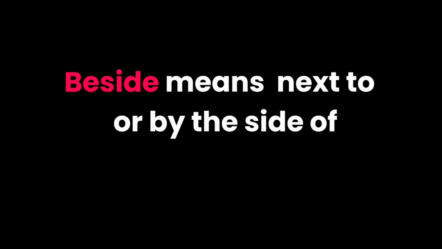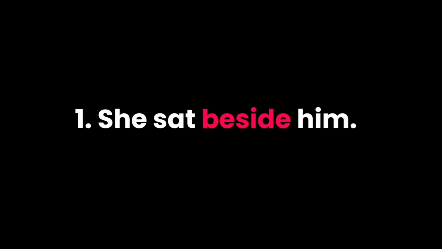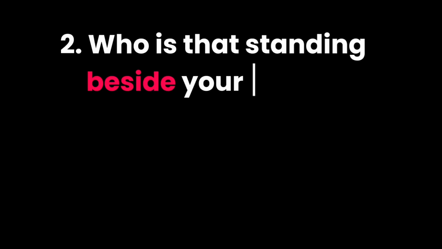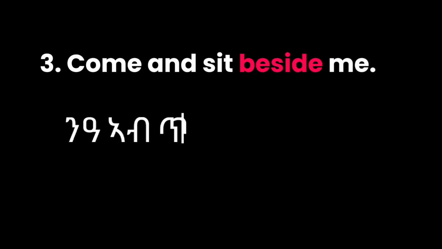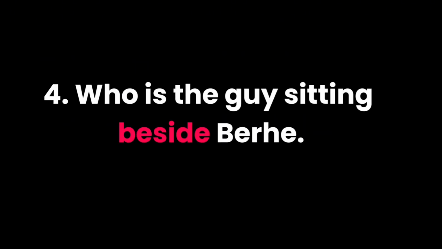Beside and besides. Beside means next to or by the side of. Example. 1. She sat beside him. 2. Who is that standing beside your father? 3. Come and sit beside me. 4. Who is the guy sitting beside Berhe?